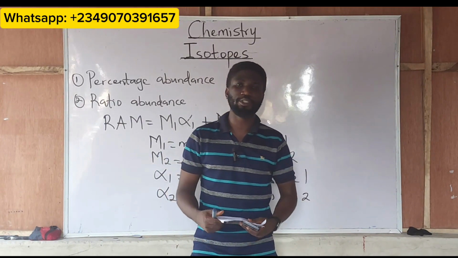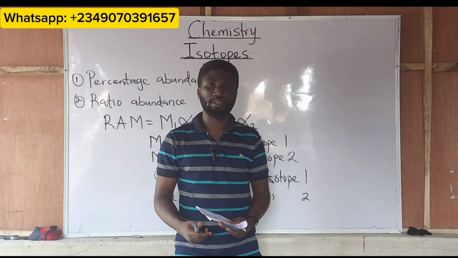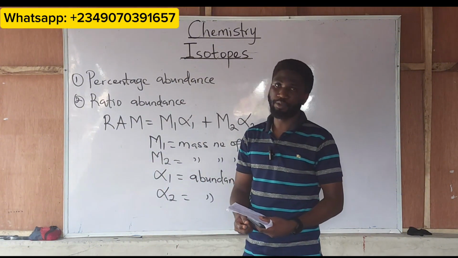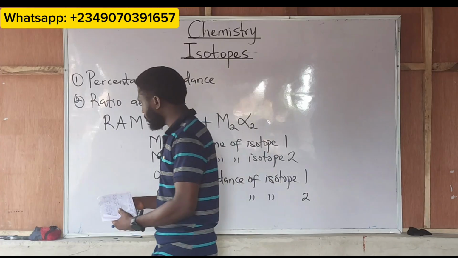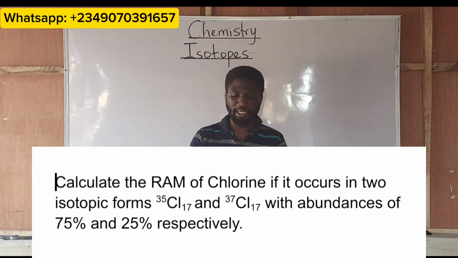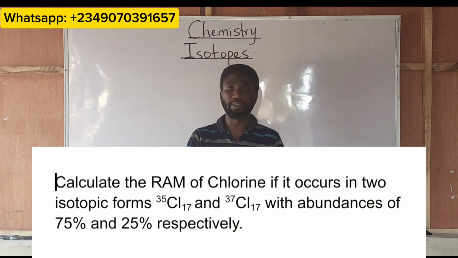So let's look into some examples involving percentage abundance and ratio abundance. Number 1 here says calculate the relative atomic mass of chlorine.